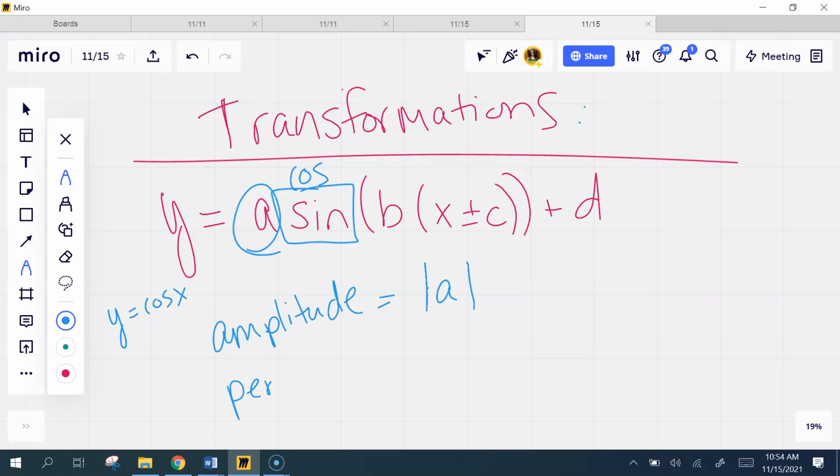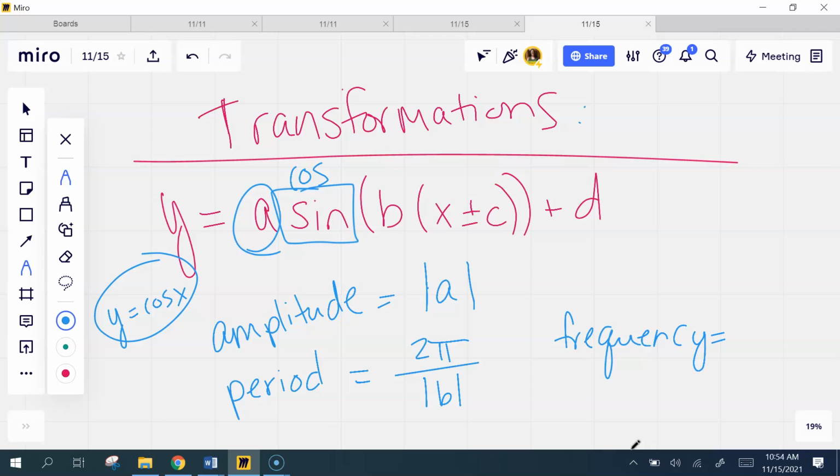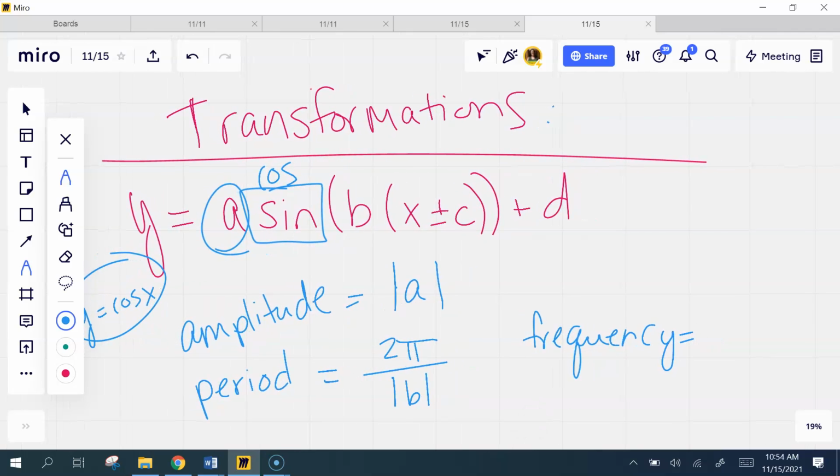The period is 2 pi divided by the absolute value of b. Okay, so what was my b in the parent function? 1. So what was the period? Frequency is the reciprocal of period. So to find it, I'm just going to flip the period over, and it will tell me the frequency of the graph.